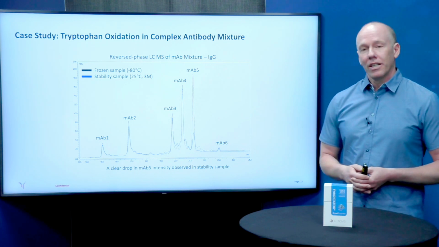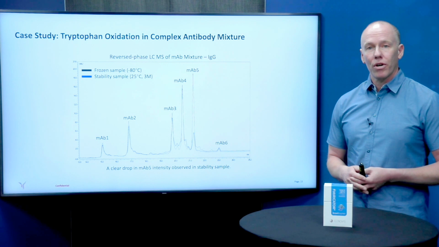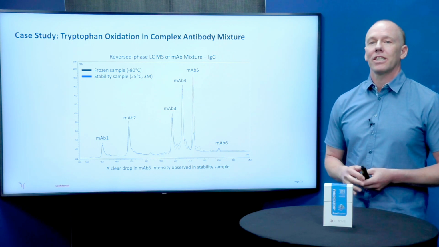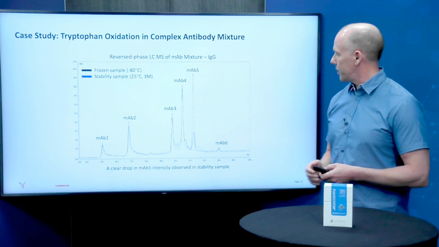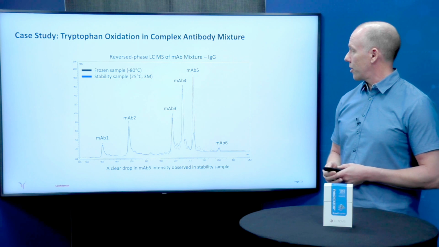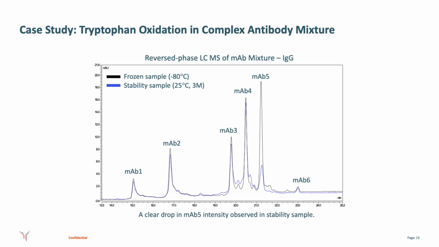This was a mixed antibody product containing 6 antibodies. And we could see in one of our stability studies that we were losing signal for one of the antibodies. And here you can see the UV trace for the intact antibodies. Now we then wanted to understand better what is actually happening to this antibody 5. So we did the subunit analysis, and that is what you see here.